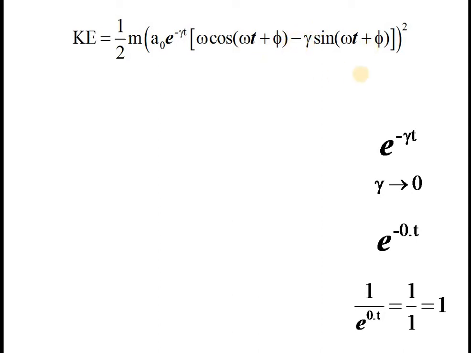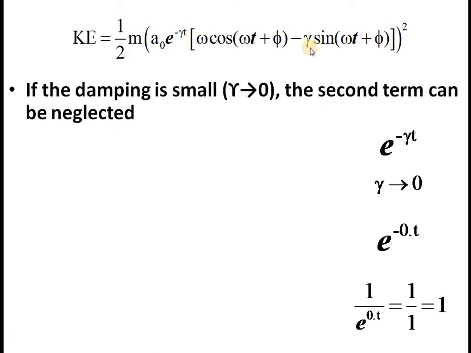So oscillation takes place when gamma is small, in the underdamped case. Then only we'll get oscillation. Since gamma is small, we can neglect the second part. So let us rewrite the above equation by neglecting the second part.